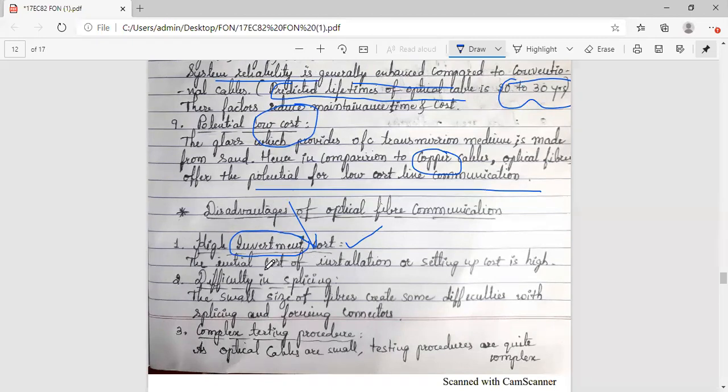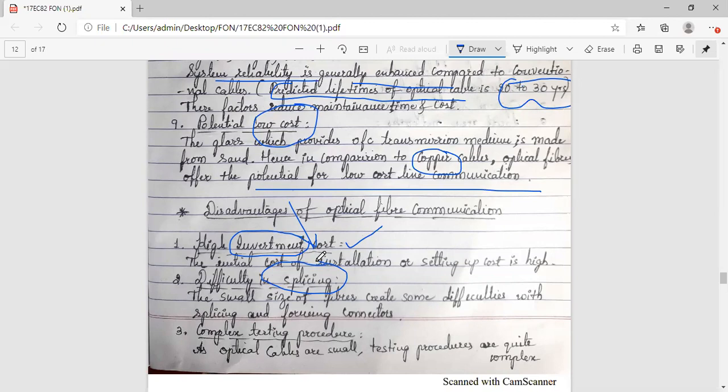And the next one is difficulty in splicing. What do you mean by splicing? Splicing is joining two things together, connecting them. As I said, you cannot have one single optical fiber over 100 kilometers. If 2 points are 100 kilometers apart, you cannot have a 100-kilometer long cable at once. You need to have joints in between, and only then can you connect them. So this joining is difficult.